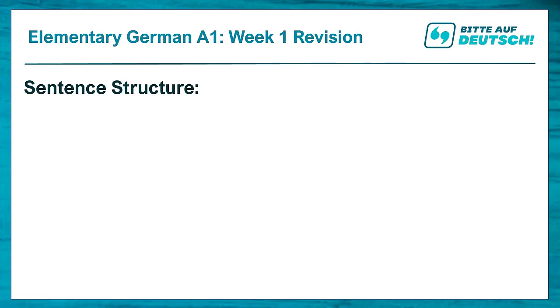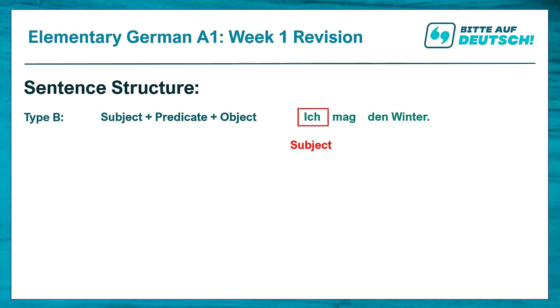The second type of sentence structure that I would like to show you today, type B, is a combination of subject plus predicate plus an object, which is pretty much the same order in which also English sentences are being composed. For example, you could say in German, Ich mag den Winter, which in English is going to be I like the winter. Same structure, same sentence order. Here we have a personal pronoun, me or I, as the subject of the sentence.